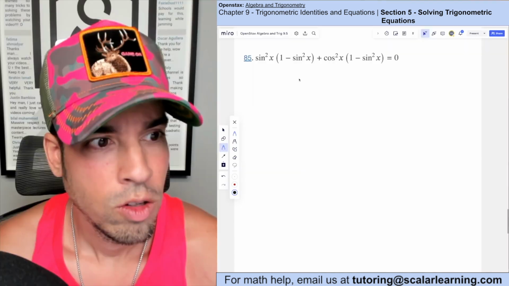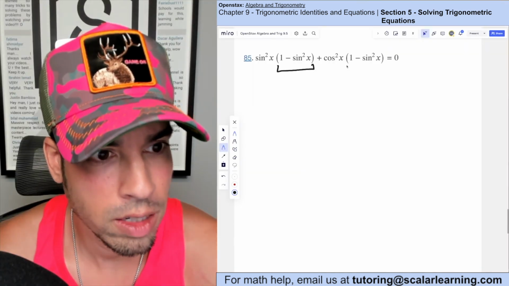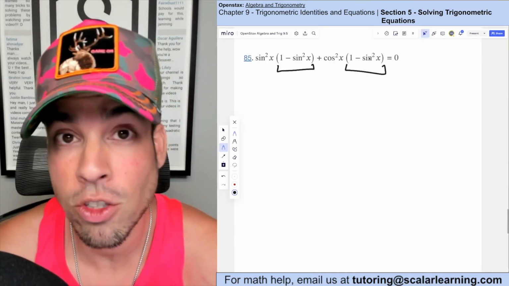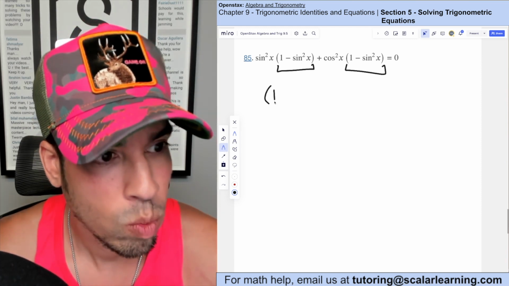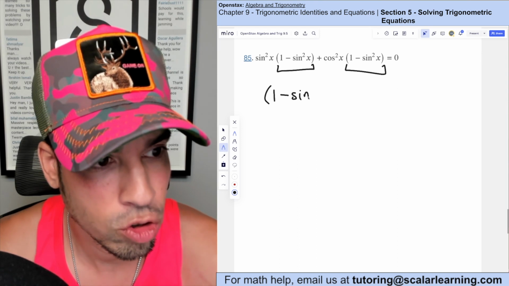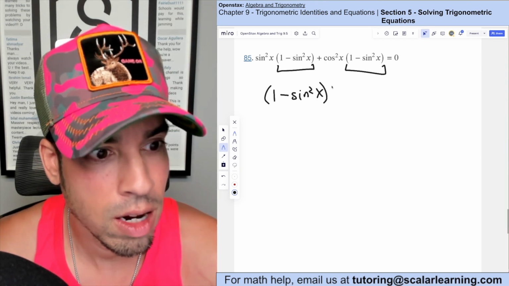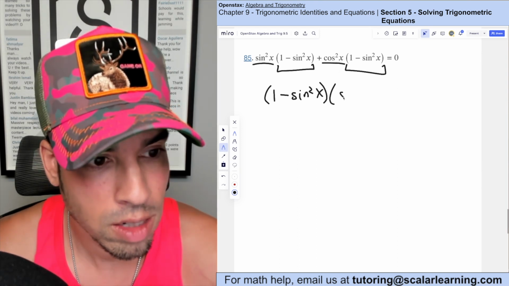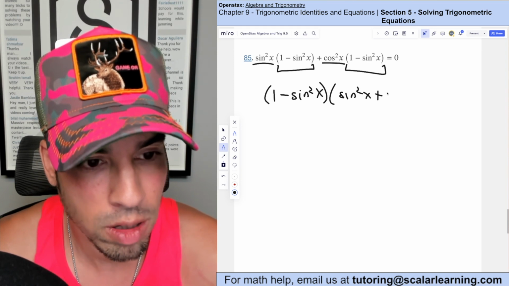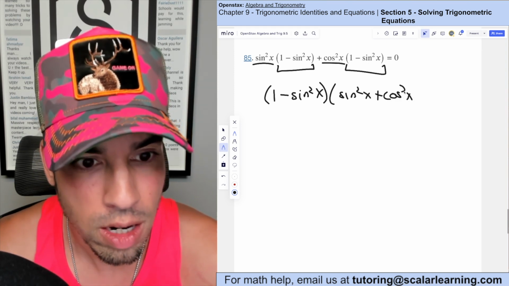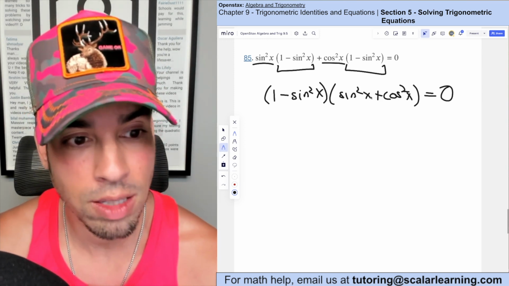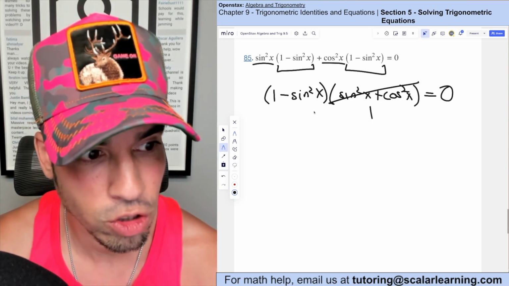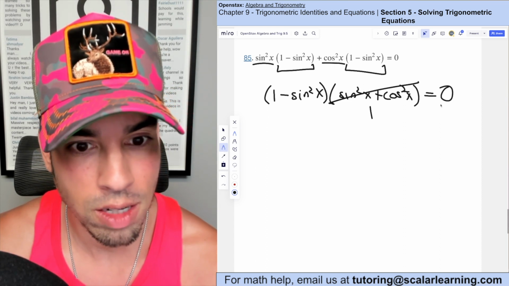Boom, done. So for this one, I see a commonality here and here, and I can factor this out of both of these different expressions. So I can say 1 minus sine squared x, and then times what remains inside, sine squared x plus cosine squared x. Okay, now this is great because sine squared plus cosine squared, that's a Pythagorean identity. That equals 1, so that's gone, and that's just 1. Now I have 1 minus sine squared equals 0.